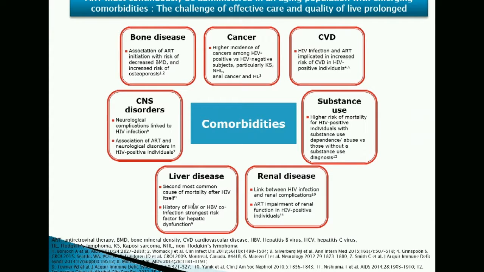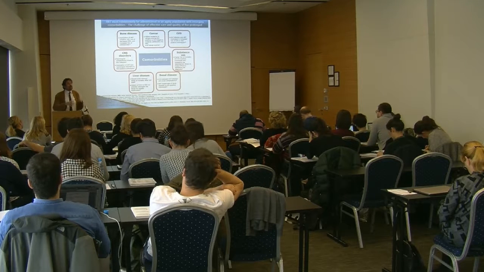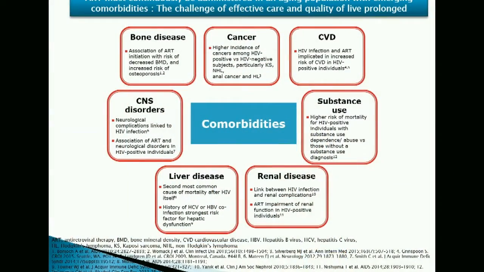Renal disease, of course, and liver disease: the second most common cause of mortality after HIV itself are hepatic problems. CNS disorders, cognitive disorders, they're coming. Though the patient is undetectable, cognitive complications could happen, so you must be careful. The EACS guidelines are very good for comorbidities. For example, for depression, there are a few questions that you routinely ask your patient, and also for cognitive disorders and bone disease. So it's important that you know these comorbidities and these algorithms in the EACS guidelines.